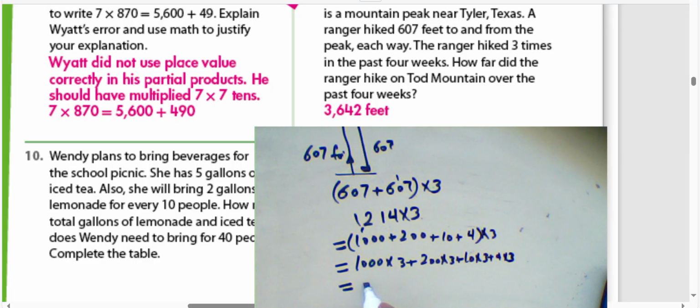3 times 1000, it will be 3000. 200 times 3 equals 600. 10 times 3 equals 30 and 3 times 4 equals 12.